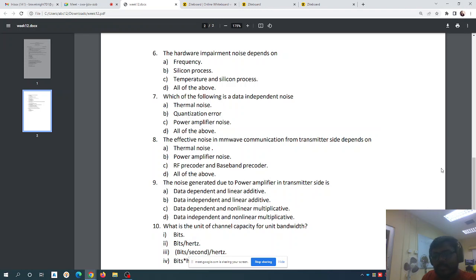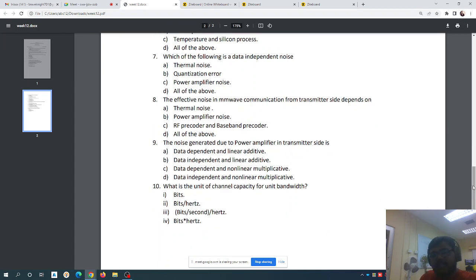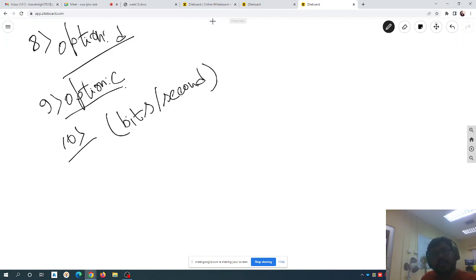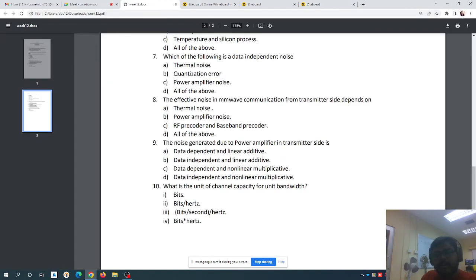And the last question, what is the unit of channel capacity for unit bandwidth? This question has also been answered in some previous lecture. This is the unit of data rate, bits per second, and the question asked is what is the unit of channel capacity, that is sort of data rate, for unit bandwidth.